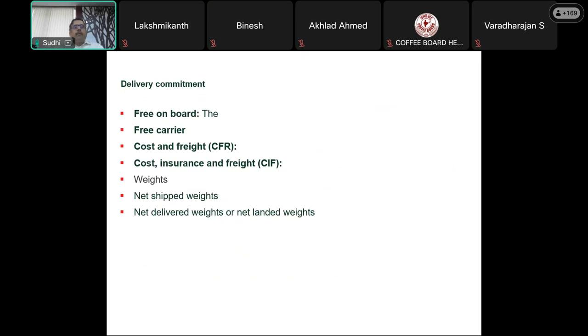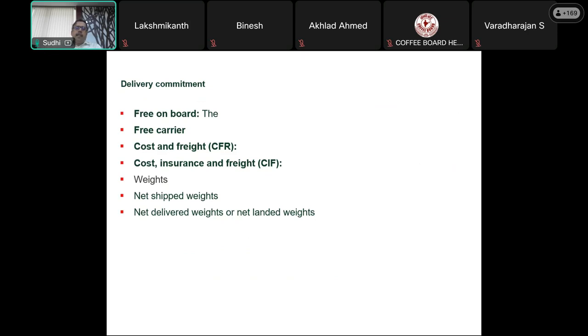So delivery commitment. When we talk about it, most of the coffee gets shipped free on board. That means the exporter has the responsibility and all the cost up to putting the coffee on board of a ship. Then we have other terms like free carrier. Then cost and freight, which means that the cost up to the ocean freight, up to the final destination, is on the account of the shipper. Then you also have cost, insurance, freight, which means that the insurance cost and the freight are to the account of the exporter. Then we have the net ship rate and net delivered rates.